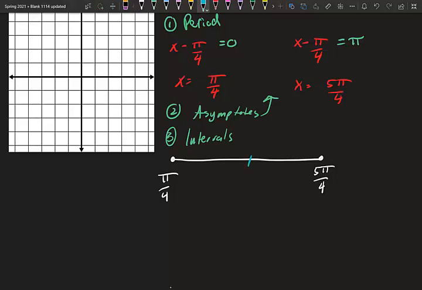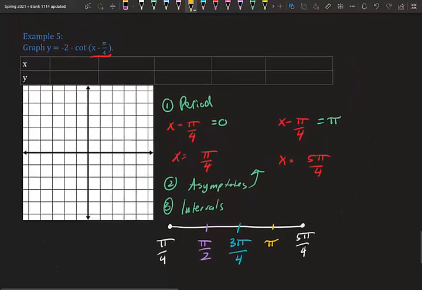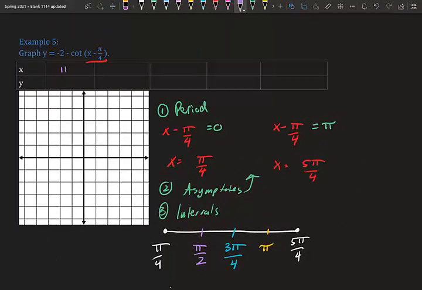So halfway between pi over 4 and 5 pi over 4 is 3 pi over 4. Between that, we have 2 pi over 4, and then we have 3 pi over 4. Sorry, 4 pi over 4, which is just pi. This is 1 pi over 4, 2 pi over 4, 3 pi over 4, 4 pi over 4. But we can reduce all these, so 2 pi over 4 is just half pi, and then 4 pi over 4 is just pi. Remember, we don't use our asymptotes, we use the numbers in between. So we're going to use pi over 2, we're going to use 3 pi over 4, and then we're going to use pi.